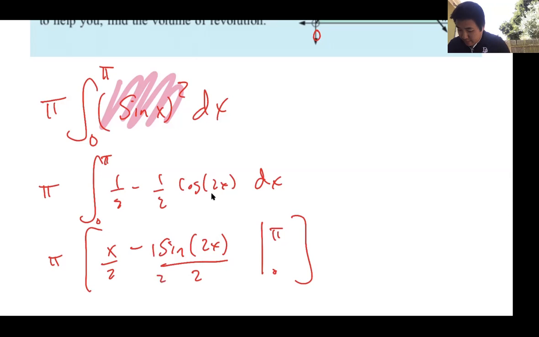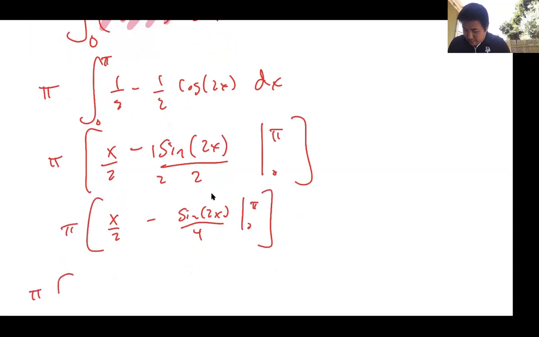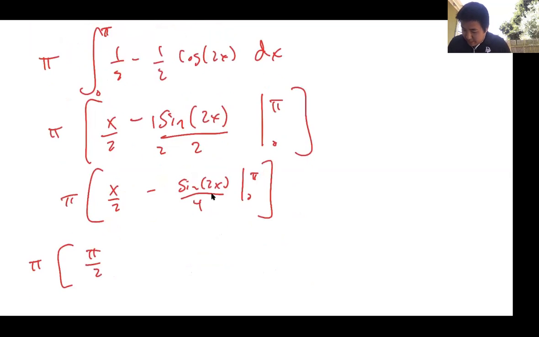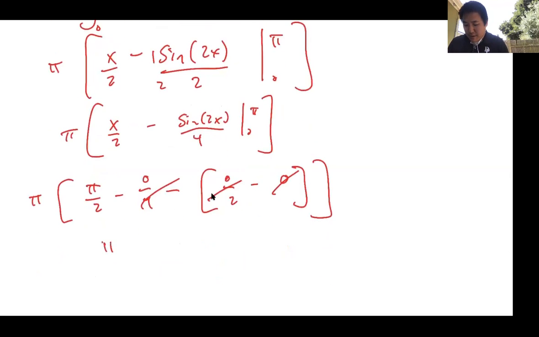And this is the 1/2 in front. So it's x over 2 minus sine 2x over 4, from 0 to pi, times pi. So pi times that: pi over 2 minus sine of 2 pi, which is 0, over 4, minus 0 over 2 minus sine of 0, 0 minus 0. Ooh, this is pretty. So that's just pi times pi over 2, which is pi squared over 2. You write that pi squared divided by 2. Kind of a weird answer.